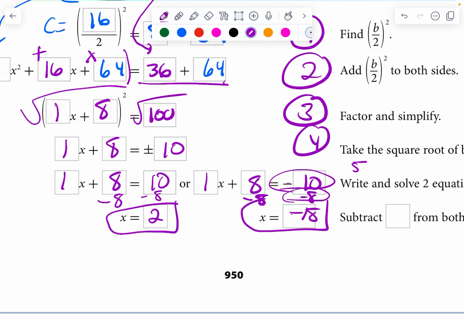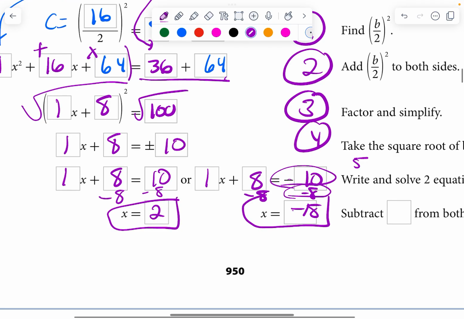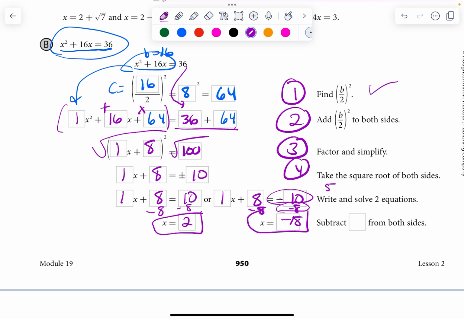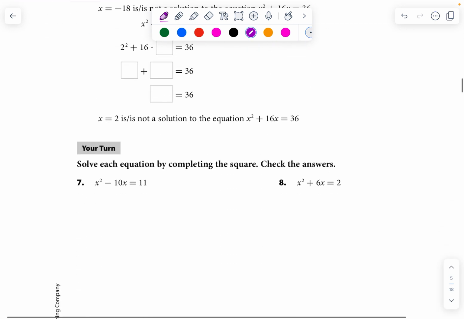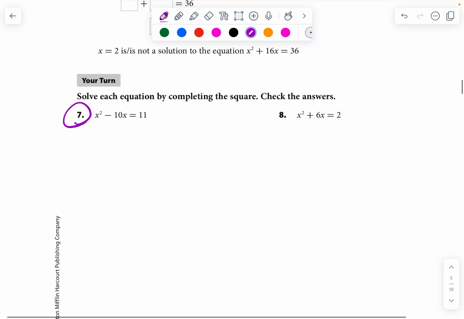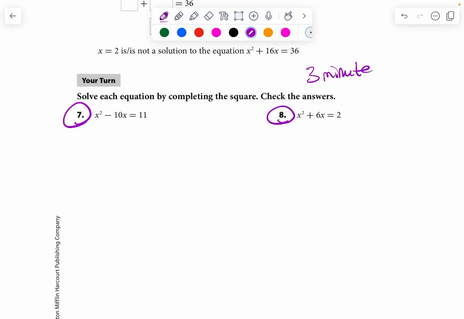Okay, I want you to try it. So on page 951, you're going to go through the steps. You're going to find your C term, b over 2 squared. You're going to add it to both sides. You're going to factor and simplify, and then you're going to take the square root and write what your 2 answers or zeros of the function are going to be. So on 951, I want the substitute to pause the video for about 3 minutes or so to give students a chance to show their work and make sure they have it. And then when you're ready, press play. So pause the video now.